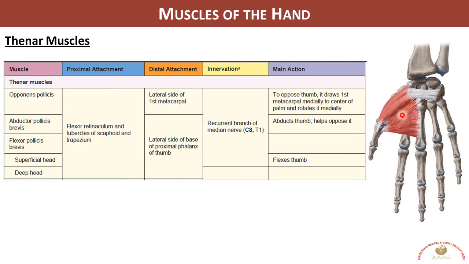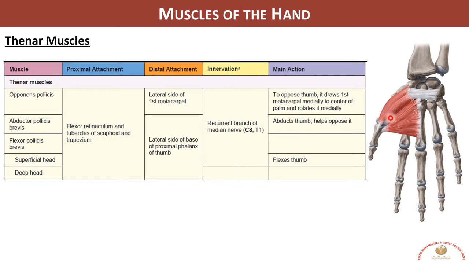So that is the abductor pollicis brevis, which was assisting the opponens pollicis. To test the abductor pollicis brevis, you can abduct the thumb against resistance, and if it is acting normally, the muscle can be seen and palpated. Okay. So the next muscle is the flexor pollicis brevis.